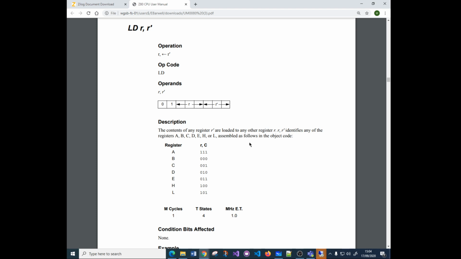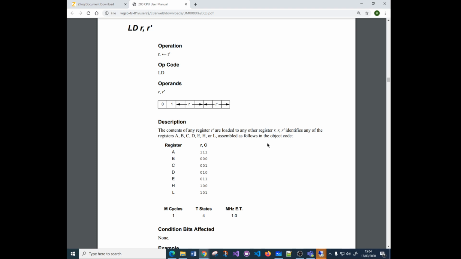So this is what we call register direct mode. We're saying the location of the data is in a register. Those are the quickest instructions you can get, because you don't need to go back out to RAM, because you're staying on the CPU. And this takes 4 T states, which is the quickest instruction. They call that one machine cycle. So one fetch-execute. Okay?